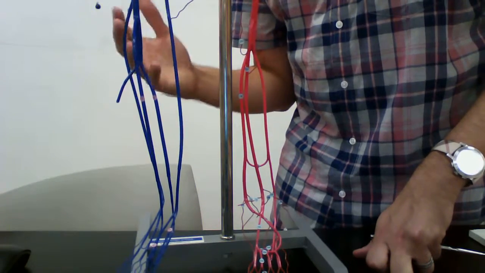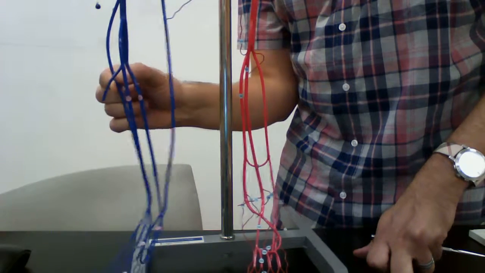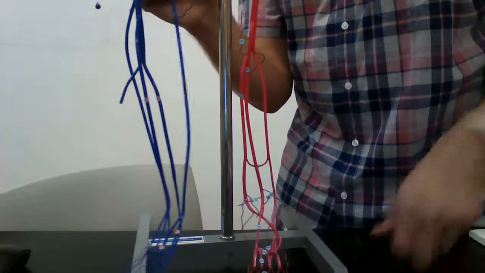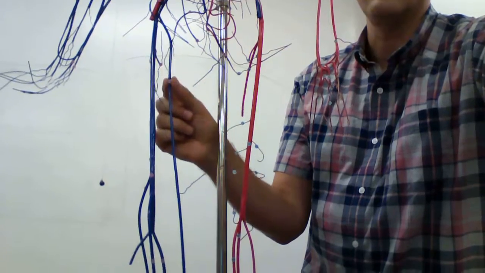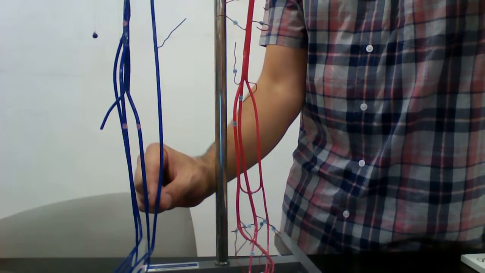There are two extra vessels. You've got one going here. That's called the small saphenous, and then this big long one, you can see how long it is, going all the way down on the medial side right there. That is the great saphenous vein.